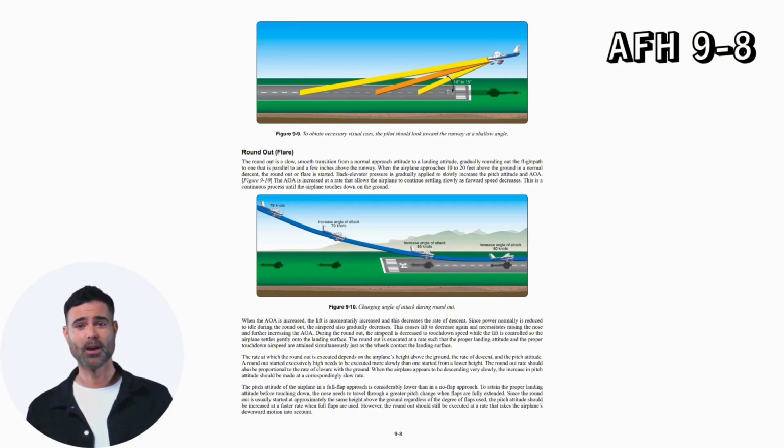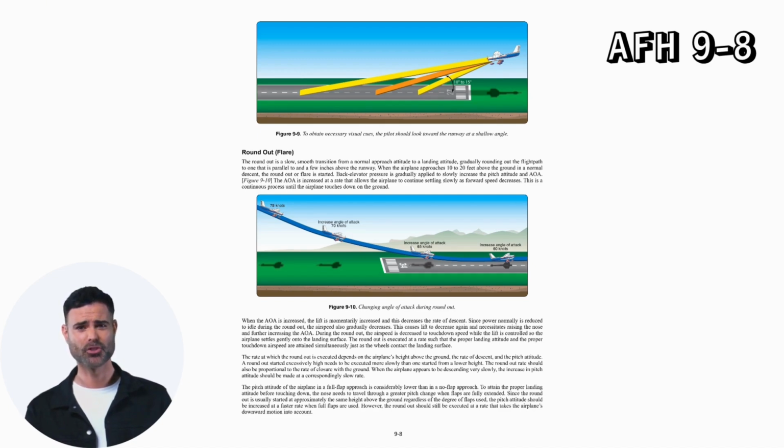The rate at which the round-out is executed depends on the airplane's height above the ground, the rate of descent, and the pitch attitude. A round-out started excessively high needs to be executed more slowly than one started from a lower height. The round-out rate should also be proportional to the rate of closure with the ground. When the airplane appears to be descending very slowly, the increase in pitch attitude should be made at a correspondingly slow rate. The pitch attitude of the airplane in a full flap approach is considerably lower than in a no-flap approach. To attain the proper landing attitude before touching down, the nose needs to travel through a greater pitch change when flaps are fully extended.